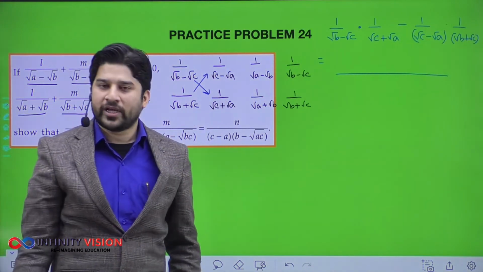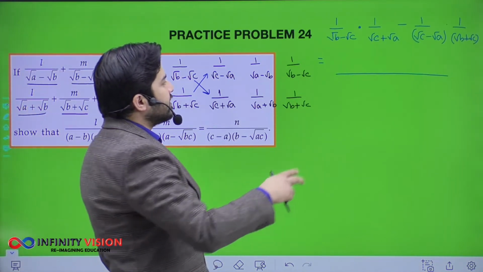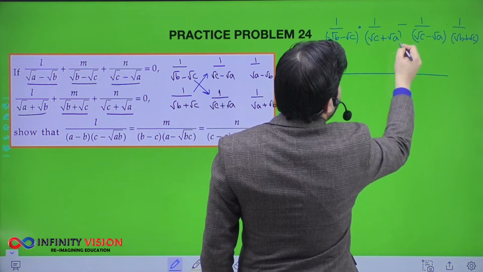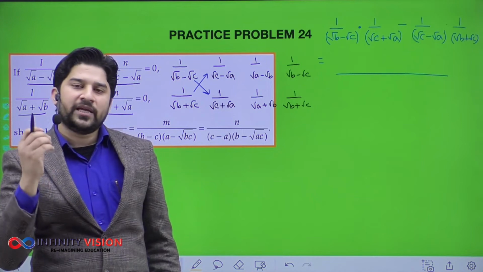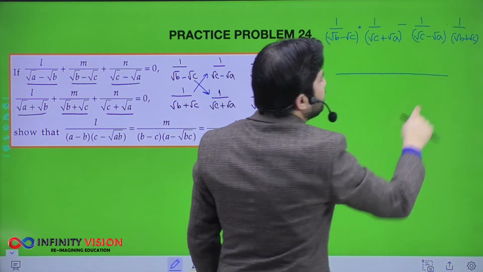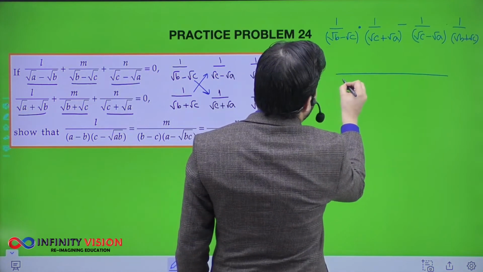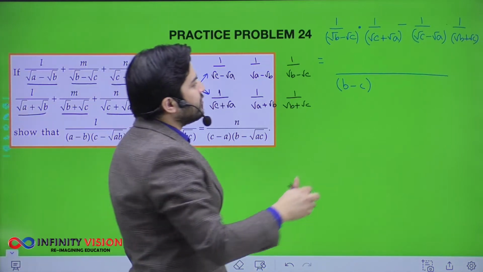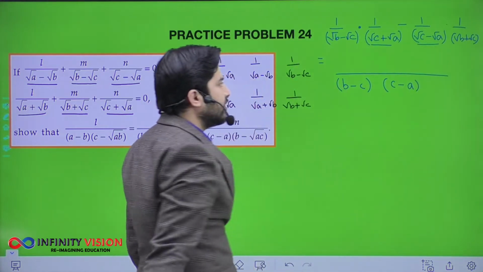Whenever you have to subtract two rational expressions, you just need to find the LCM of their denominators. So we can simply multiply these two together. So when root b minus root c is multiplied with root b plus root c, that would become b minus c, because you know a plus b into a minus b is a square minus b square. So root b minus root c into root b plus root c would be the square of root b minus the square of root c, which makes it b minus c. Something very easy. At the same time, root c plus root a into root c minus root a will make it c minus a. Again, easy to guess, right?